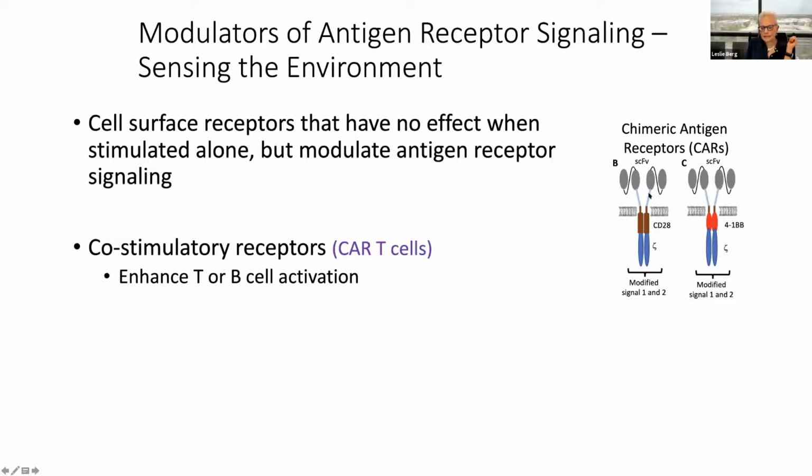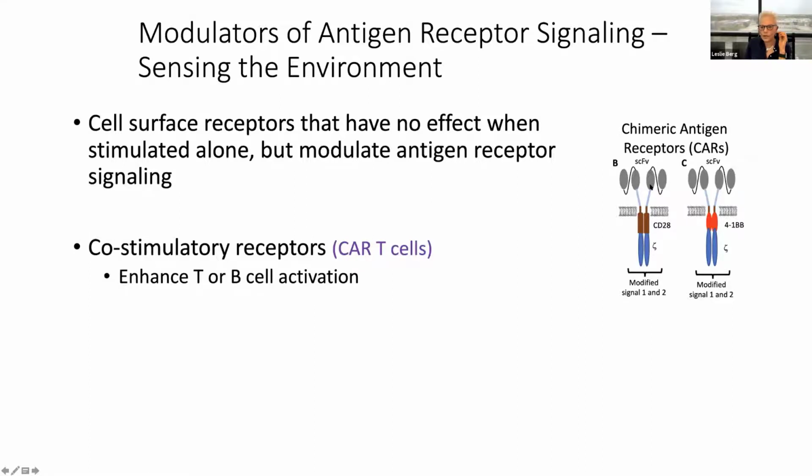And these are made by using a single chain Fv region of an immunoglobulin protein as a binding domain on a chimeric receptor. And those single chain immunoglobulins are designed to bind to a protein expressed on a tumor. One of the common ones targets some B cell lymphomas by having a binding domain to the B cell lymphoma.